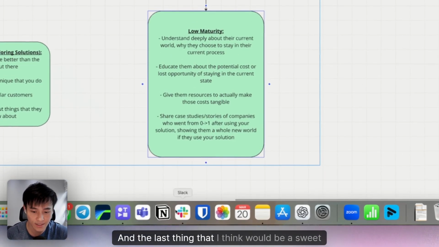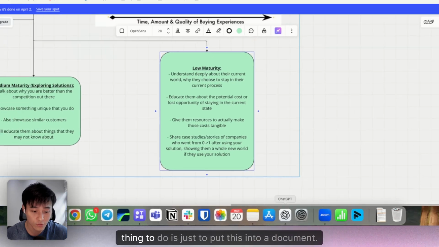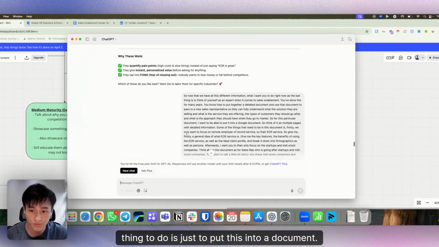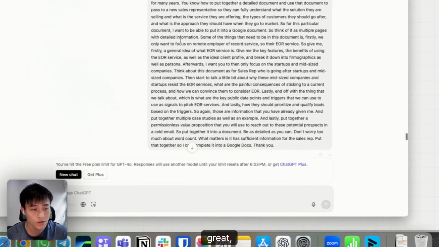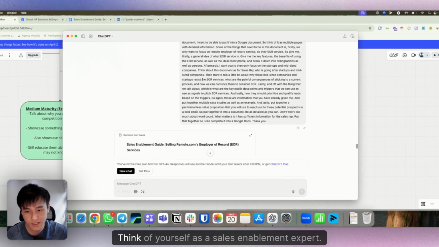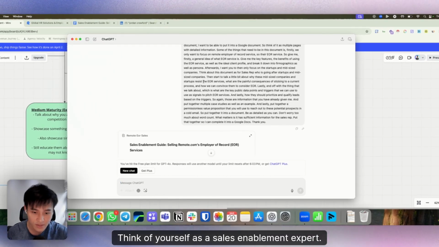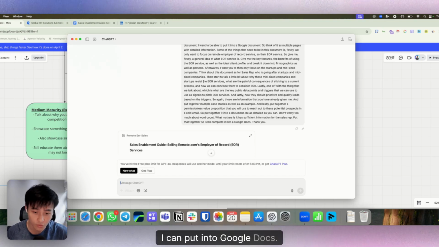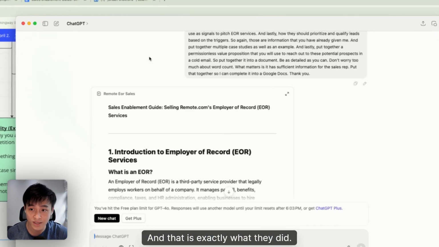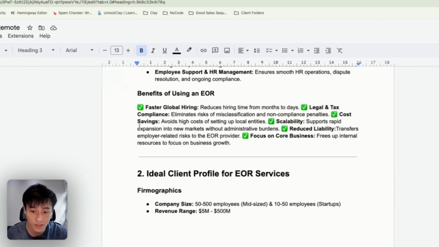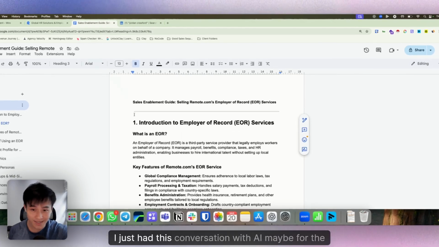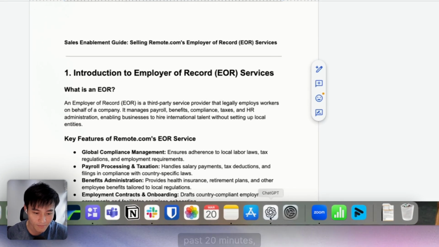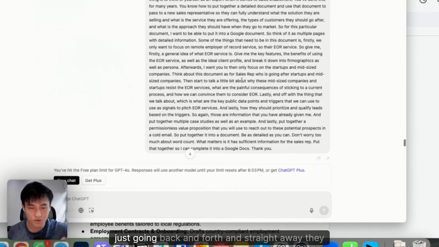And the last thing that I think would be a sweet thing to do is to put this into a document. So I told ChatGPT, great, you have all this information. Now think of yourself as a sales enablement expert. I want you to put this together into a format that I can put into Google Docs. And that is exactly what it did. So we came out with this final document, and I just had this conversation with AI for maybe the past 20 minutes, going back and forth.